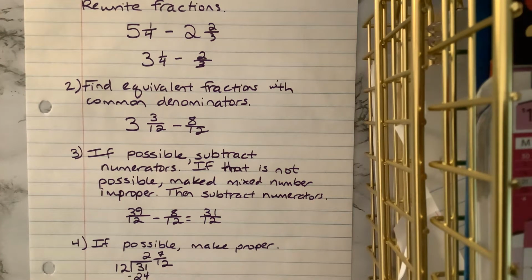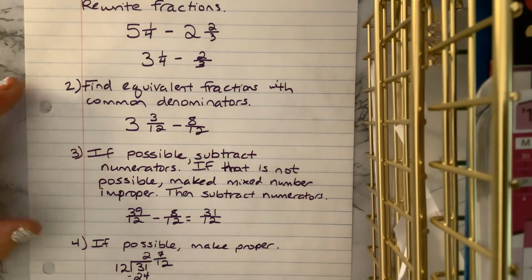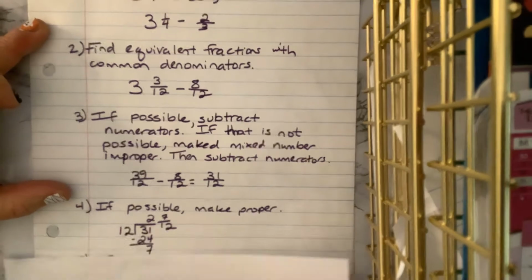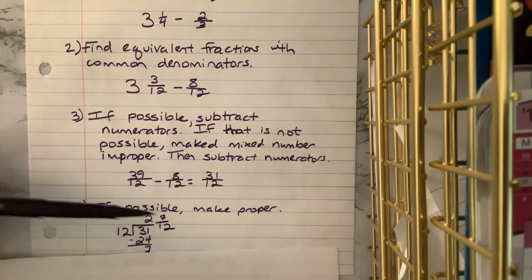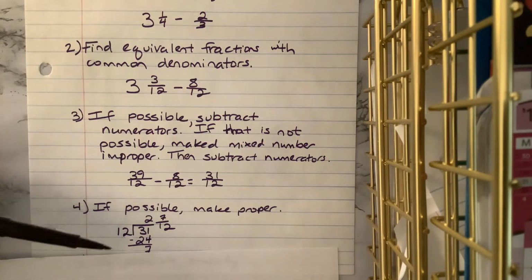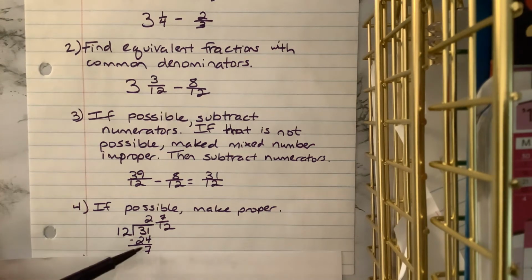Now we say, if possible, we're going to make it proper. So I have our division here telling us, right? Remember, if we're making something proper, we can't just do it in our heads. We do our division. 31 divided by 12 goes in twice.